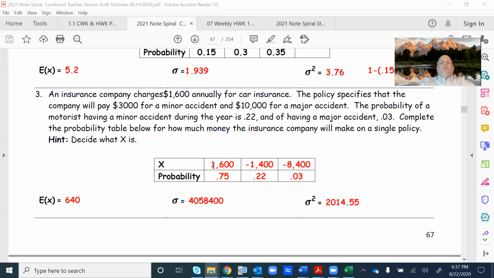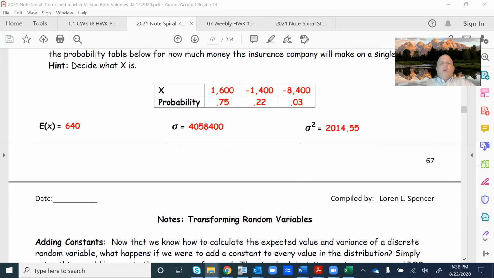Well, they're selling them for $1,600. However, if you have a minor accident and they have to pay out $3,000, 3,000 minus 1,600 means they lost $1,400. So if you have a minor accident, they lose $1,400. If you have a major accident, you paid them $1,600, but they're losing $10,000. So their net loss is $8,400 if you have a major accident. All right, so now we know the X values, we have our probabilities.